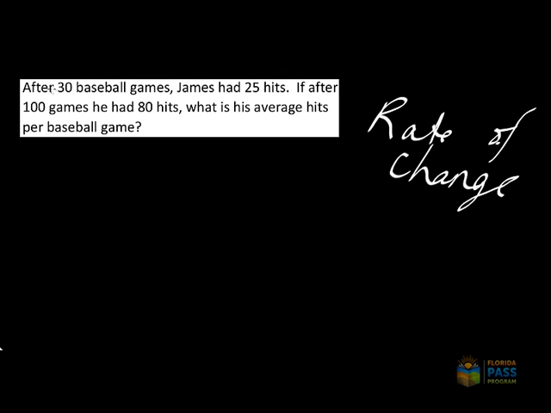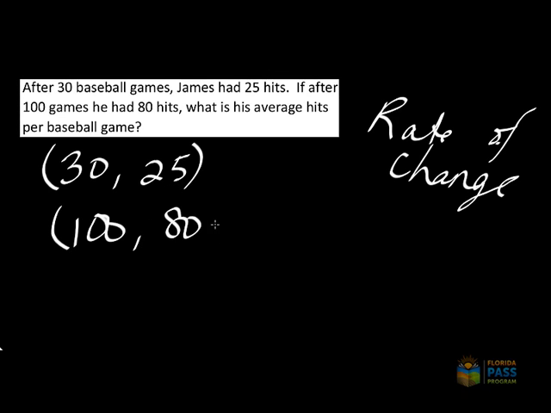Here's what I mean. I would have 30, 25, which means 30 baseball games equals 25 hits, and also 100, 80, which means 100 baseball games, 80 hits. So now I have two coordinate points. Well, let's find the slope.